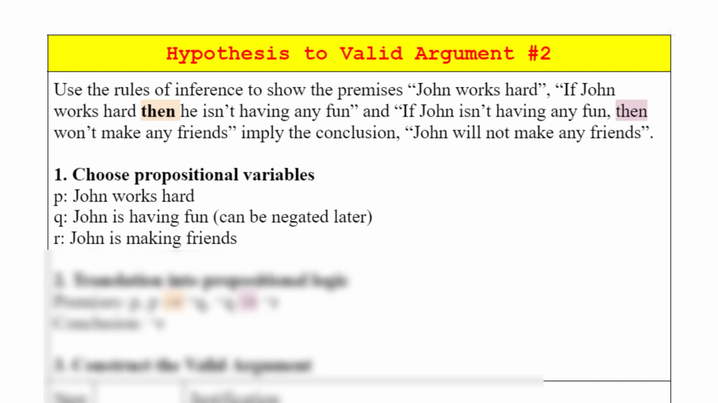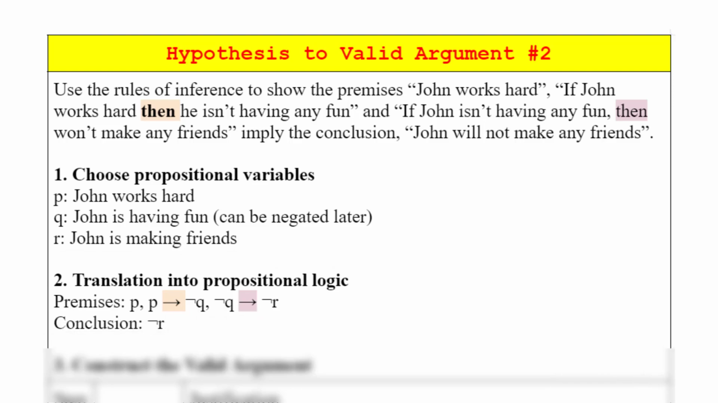The next part is creating our translation into propositional logic. It's marrying the thens into implications, and marrying the nots to the variables, and all of that stuff that you hopefully have seen before. And that's what we get here with a P. P implies a negated Q, and you can see the rest of them there. And our conclusion is going to be a negated R, which is John will not make any friends.